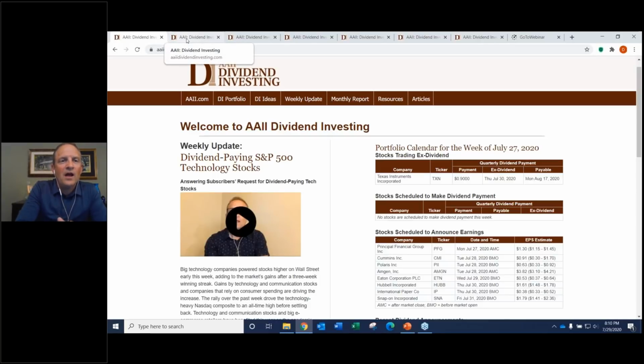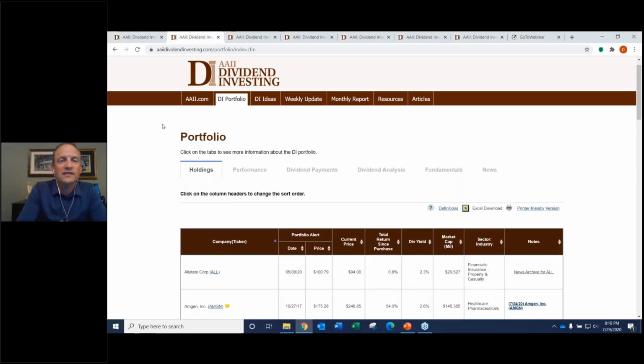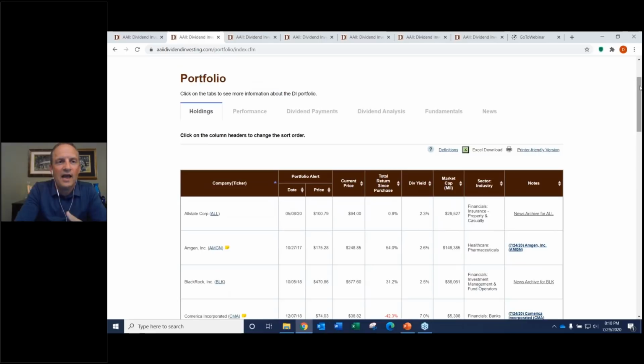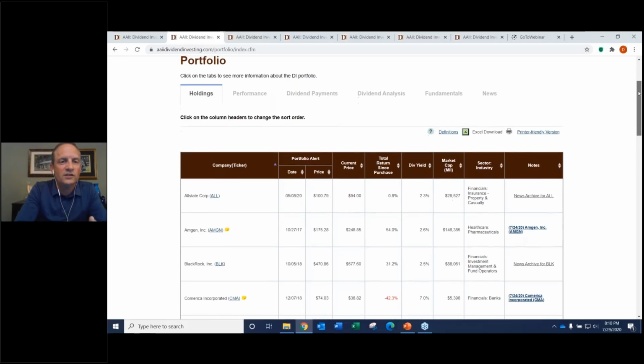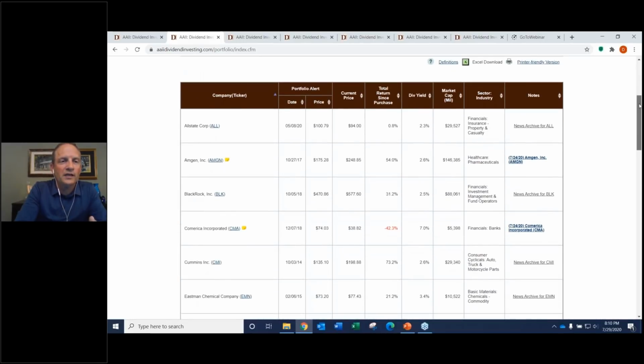I'm not gonna actually click on these live. I preloaded some of the tabs, but we have a tab here called DI Portfolio. And if you click on that, it's exactly what it says. On this particular tab, we have the holdings. We could click on here for performance of the individual holdings, dividend payments, dividend analysis, any fundamentals related to that holding. And then we have a news section as well. But for this tour, let's look at the DI holdings.